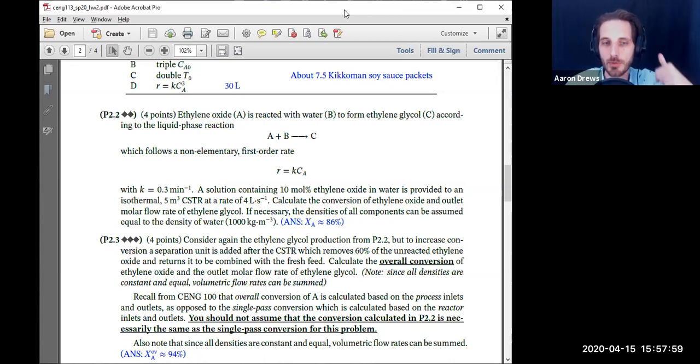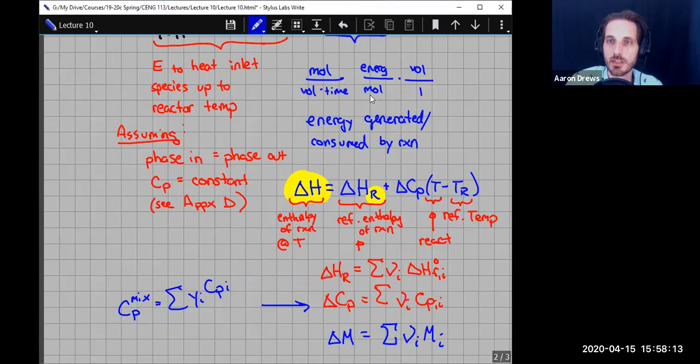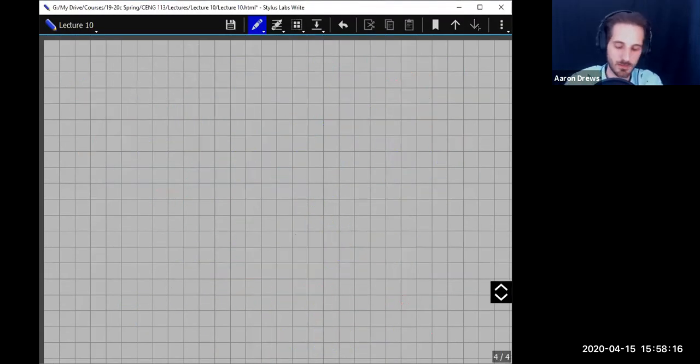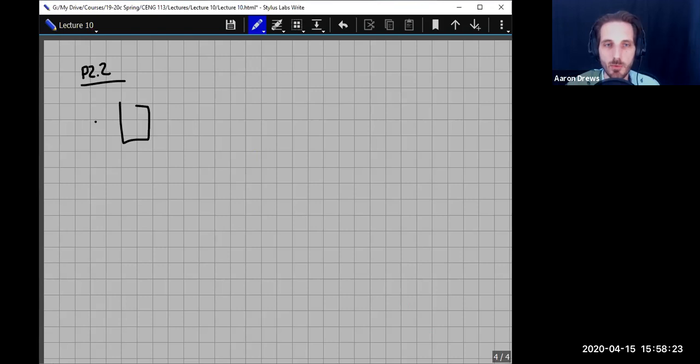And so what I'm trying to do in problem 2.3 is remind you that this stuff all takes place in the general context of the same types of problems that we saw in CENG 100, or I suppose it could have come up in CENG 102. So what I mean there is, in problem 2.2, you're basically looking at one CSTR, right? In problem 2.3, you've still got one CSTR. It operates under exactly the same conditions, except it's part of a larger process.